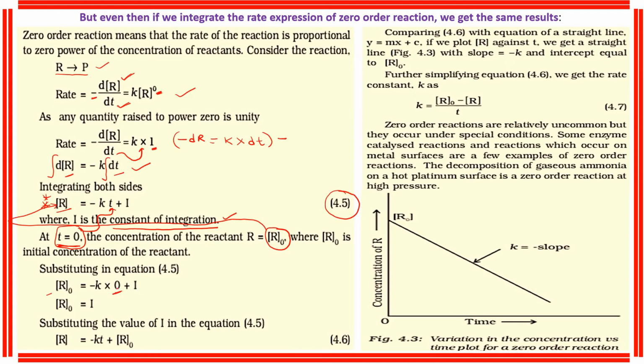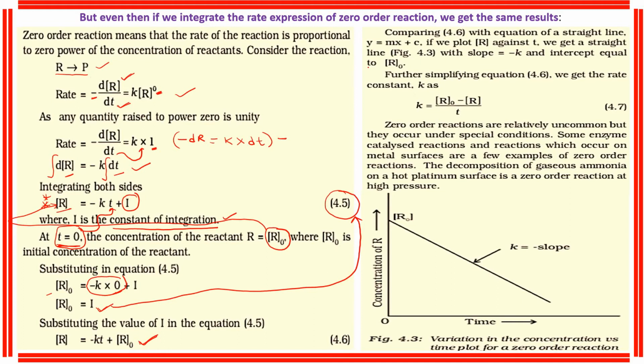Now when you substitute everything, what happened? I is equal to R0. Now this I value you need to substitute again in which expression? 4.5. So substituting that value, what we get here? Concentration of R is equal to minus k t plus, in the place of I, R0. Here I have taken R0.